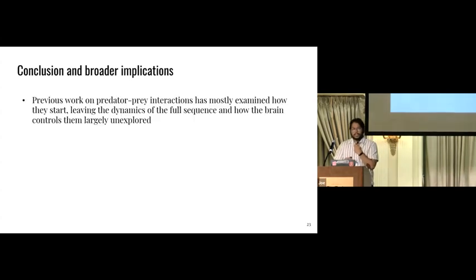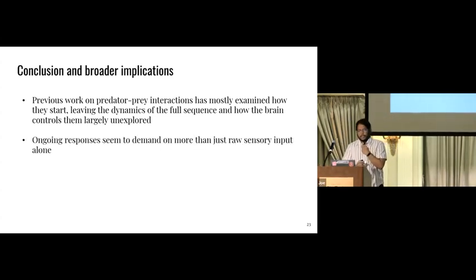So just to conclude, and on the broader implications of this work: all the previous work mostly focuses on the initiation of escapes, but what we are interested in is, once an escape starts, what happens, and how the brain controls the dynamics of this entire sequence instead of just a single event. We believe ongoing responses demand way more than just raw sensory input. We believe there is a complex amount of information processing which determines how they keep on escaping. And that is why we believe these prey are so good at what they do: they process this information in a non-intuitive way.